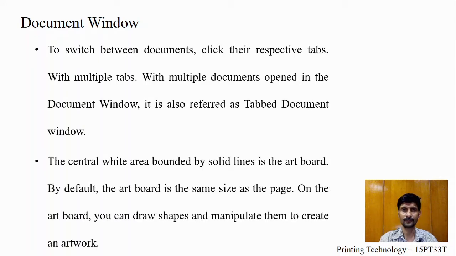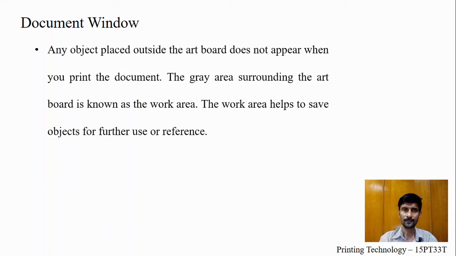Similarly, the central white area bounded by a solid line is where we can create the objects. The remaining portions are pasteboard area, which will not come in the printing. We can create shapes, manipulate them, or do anything in the artwork. Objects placed outside the artboard do not appear when you print the document. Already I have told you, the gray area surrounding the artboard is known as the work area. It is not an artboard; it is called the work area or paste area. We can create whatever we want in the work area. After that, whichever is necessary to print, only that can be brought into the artwork.